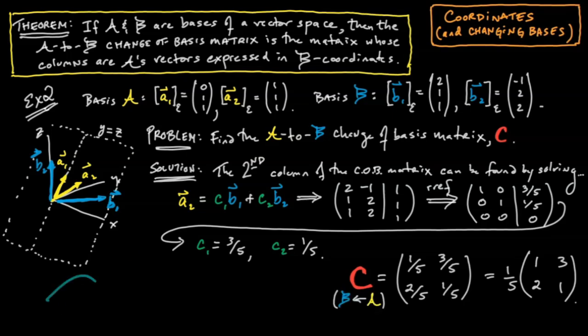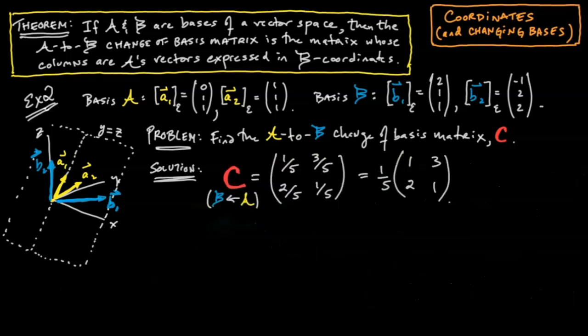Good. Well, let's see. Should we do anything else with this example? Oh, maybe very quickly. Now that we have the A to B change of basis matrix, let's find the B to A change of basis matrix. That, of course, is going to be the inverse of C, and we could invert this matrix using the usual formula for a 2x2 inverse, and that would be perfectly fine and would take just a few seconds.